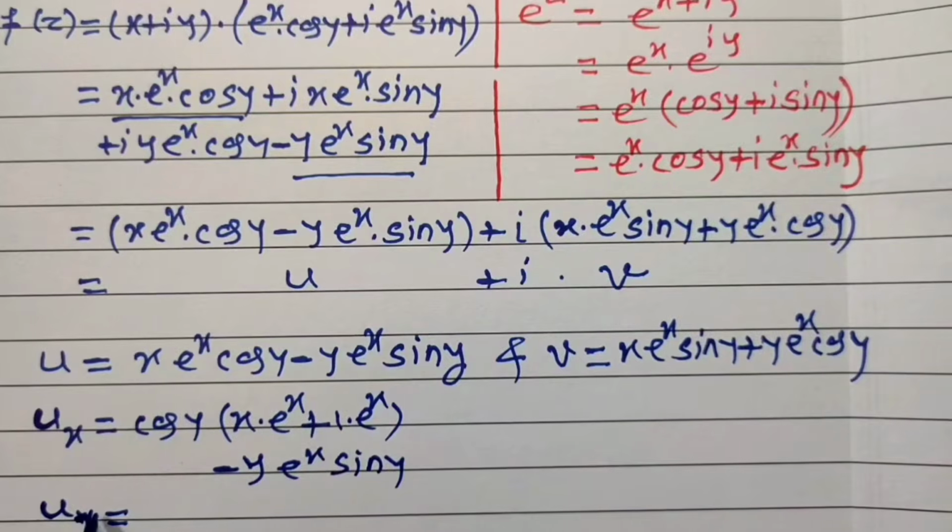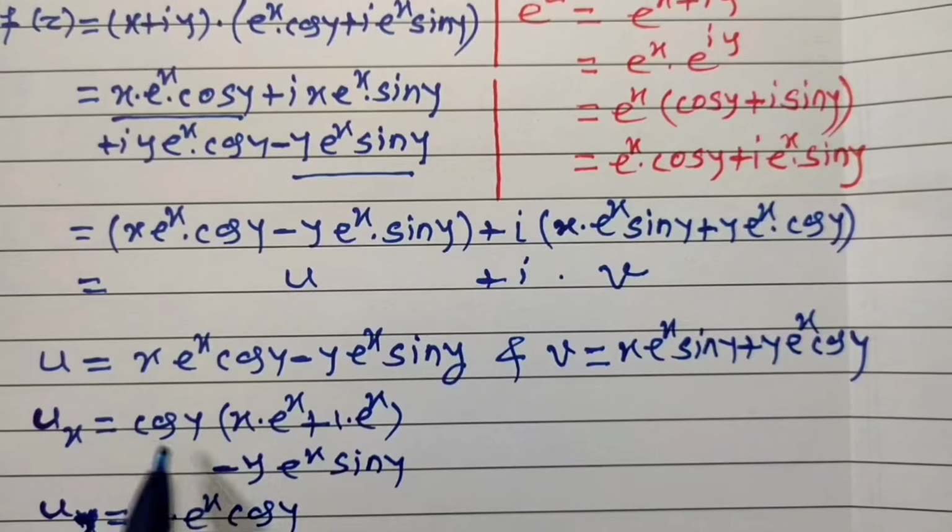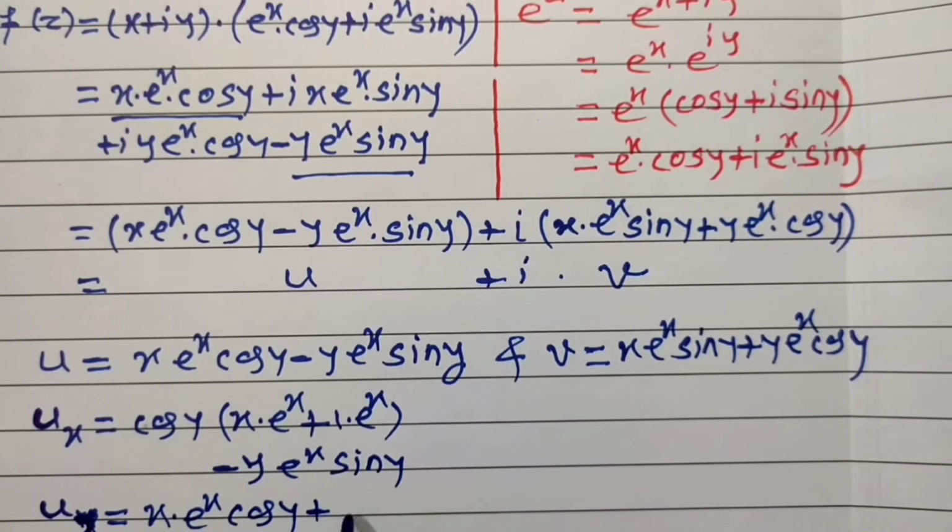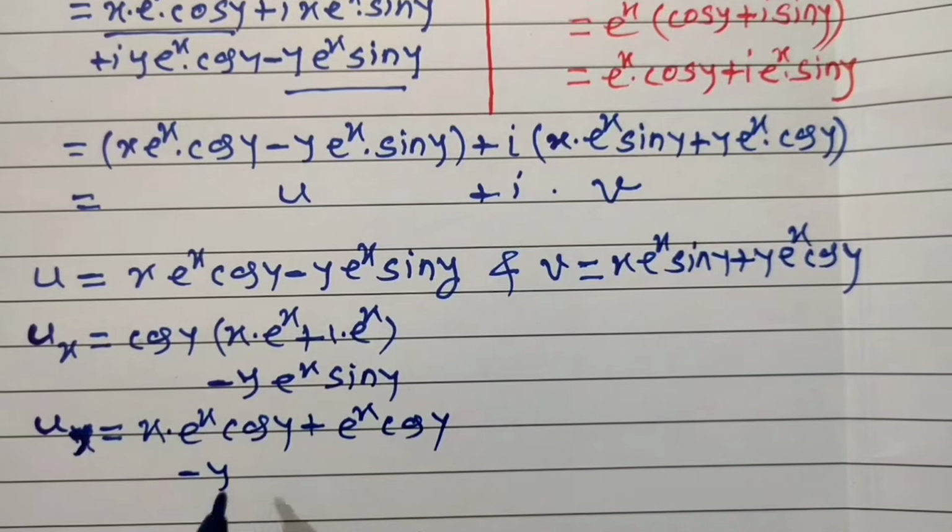Then u_x is equal to x e to the power x cos y, taking multiplication of cos y with this bracket, plus e to the power x cos y minus y into e to the power x sin y.